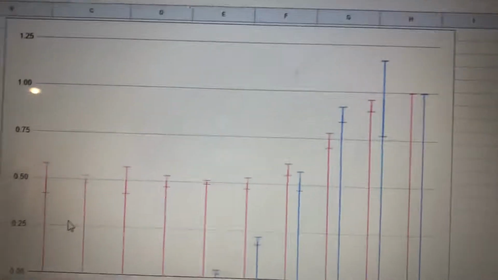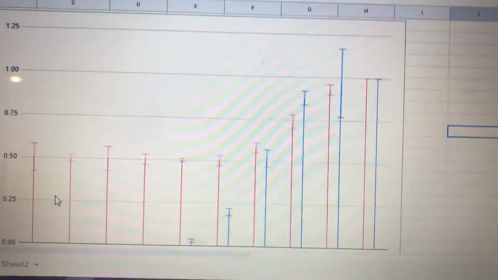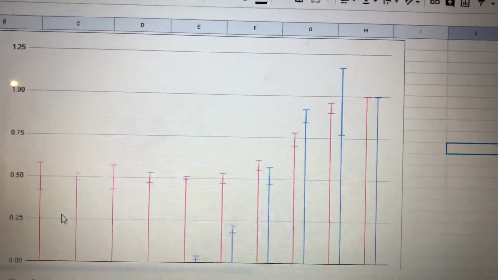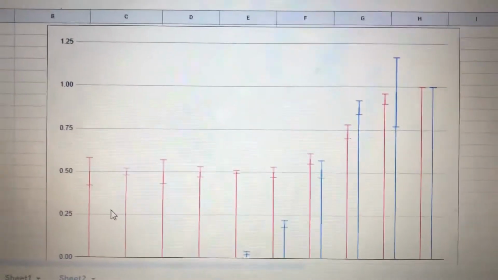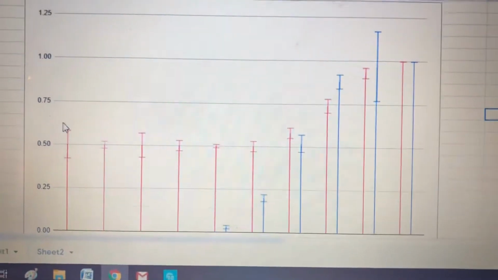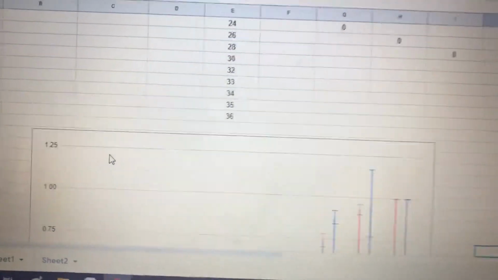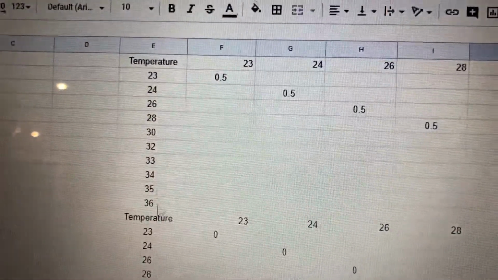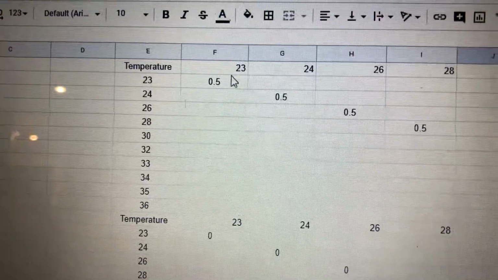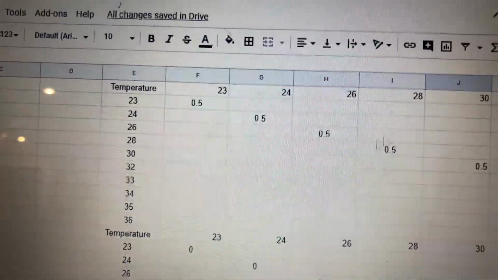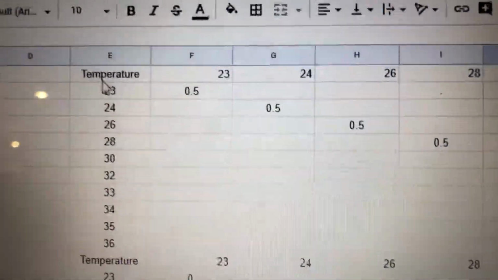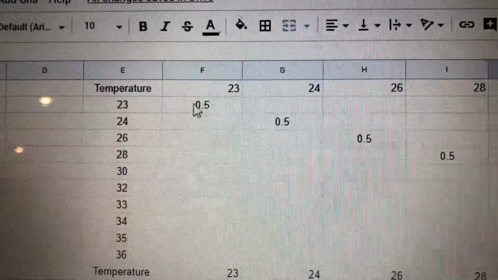The graph is going to end up looking like this. We got the same colors, same size bars and everything, and I'm not sure why they're so skinny. I couldn't make them look like bars, but here's what I had to do. It looks really different. So I still have all my temperatures set up down the side, but I also had to put the temperatures across the top. And where each temperature intersects, so 23 and 23, that's 0.5. So that comes from here.